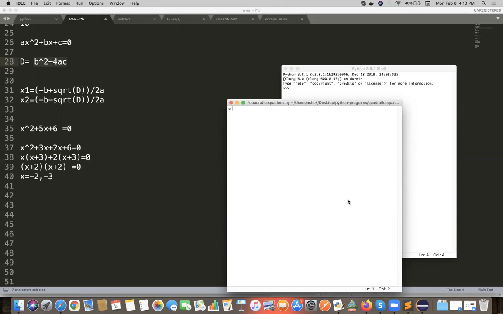So let's make sure you get a equal to int of input, enter the coefficient of x square, right? Then b is equal to int of input, enter the coefficient of x, and c is the constant term in the equation, right?